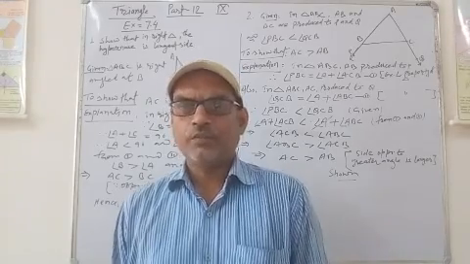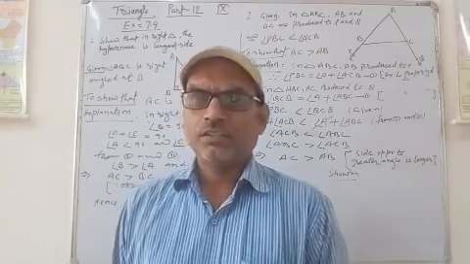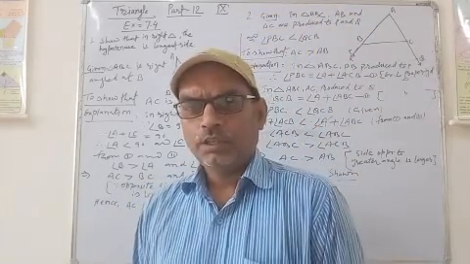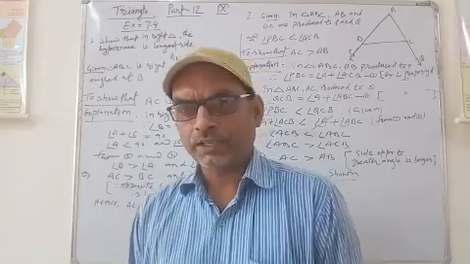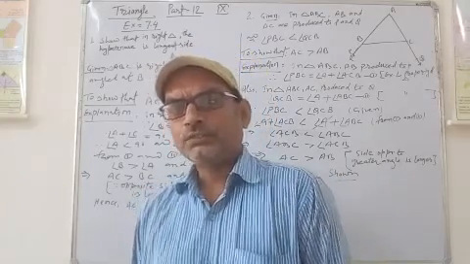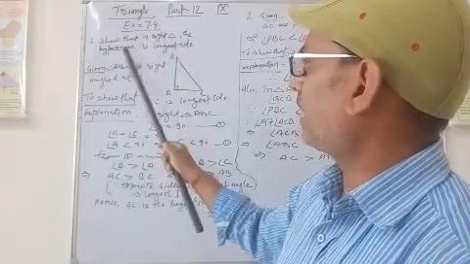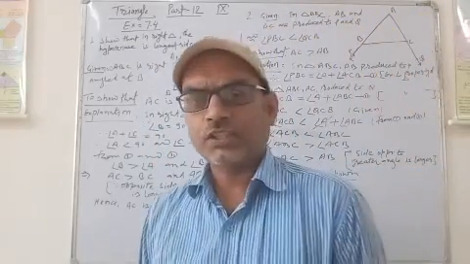And in this class we will learn exercise 7.4 related to inequality property of triangle. Here the first question is, show that in a right triangle the hypotenuse is the longest side.